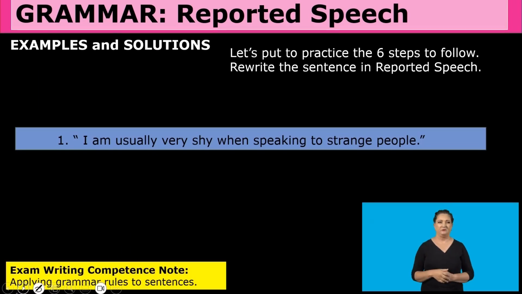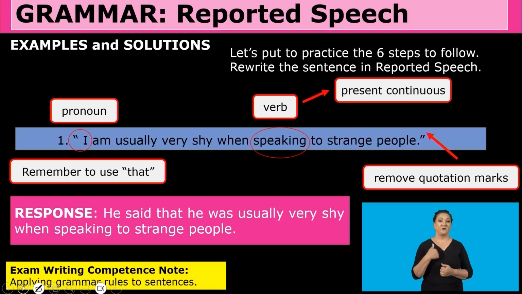So let's look at this example. I'm usually very shy when speaking to strange people. So we're going to put into practice those 6 steps and rewrite our sentence. I'm circling the pronoun, I circled the verb, and I'm showing you I need to remove the quotation marks. My verb is in the present continuous tense, so I have to have it in the continuous tense as well when I'm changing to reported speech. And remember I have to use that. So here's my response. He said that.